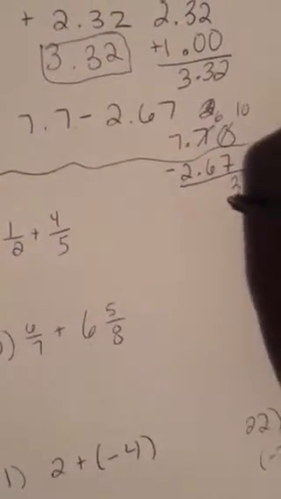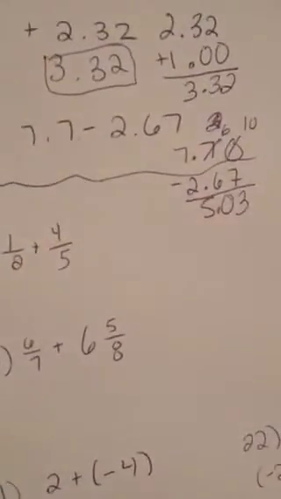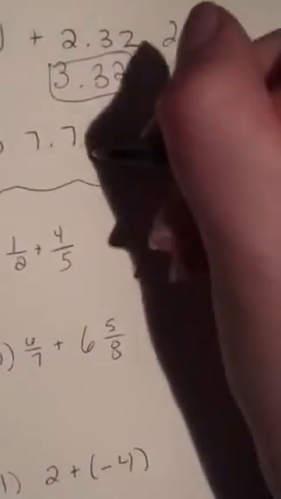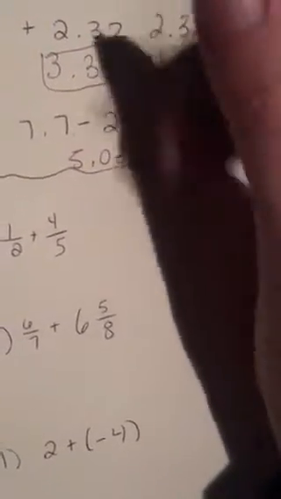10 minus 7 is 3, 6 minus 6 is 0, 7 minus 6 is 5. My final difference is 5 and 3 hundredths.